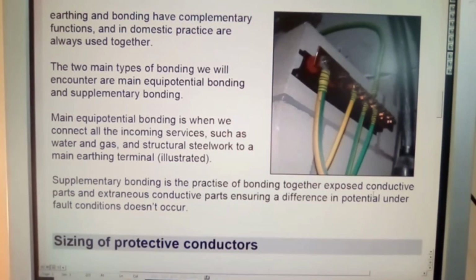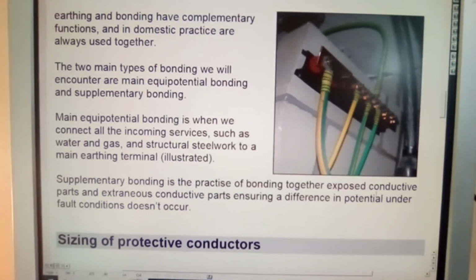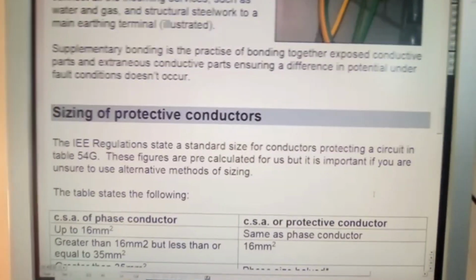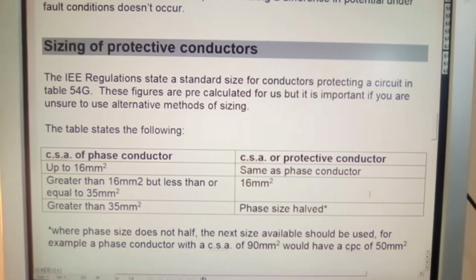Now again here, size of protective conductors, okay? That plays an important part. Look at that for yourself. Be sure that you understand it, okay?